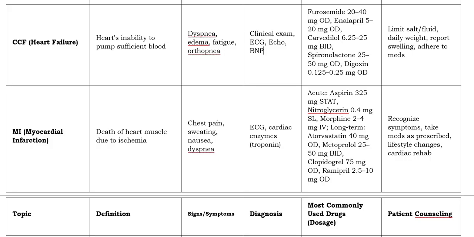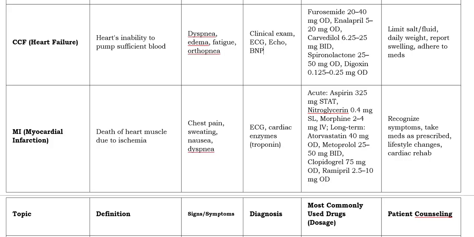Yes, very helpful distinction. Acute immediate management includes aspirin 325 milligrams stat, nitroglycerin 0.4 milligrams sublingually, under the tongue, for chest pain and vasodilation, and morphine 2 to 4 milligrams IV for pain. Then long-term, after the event.